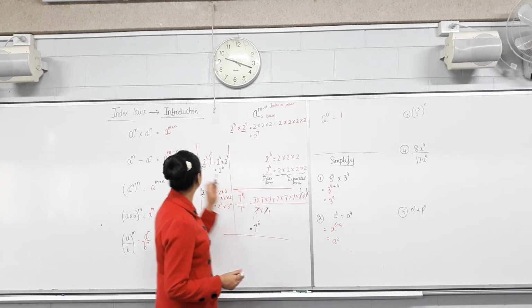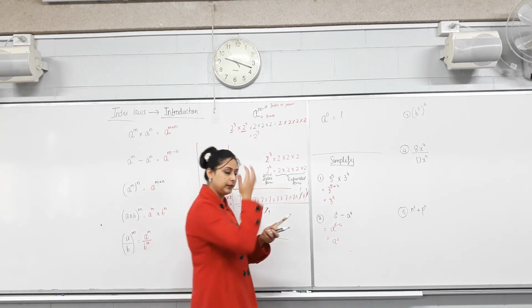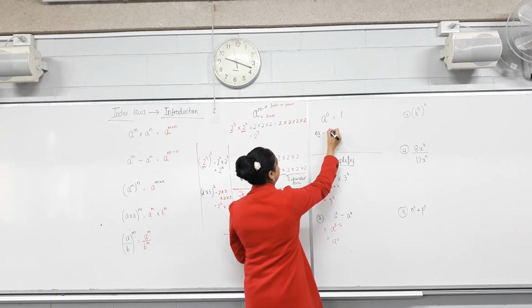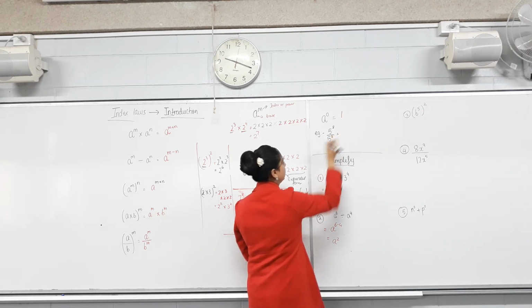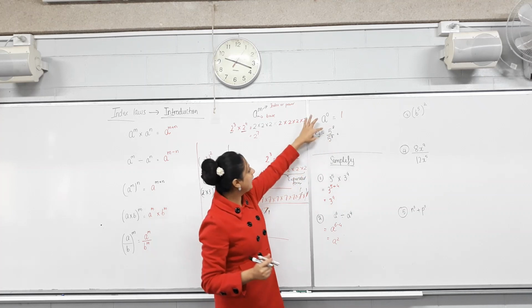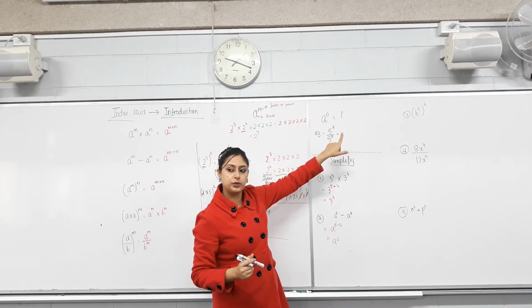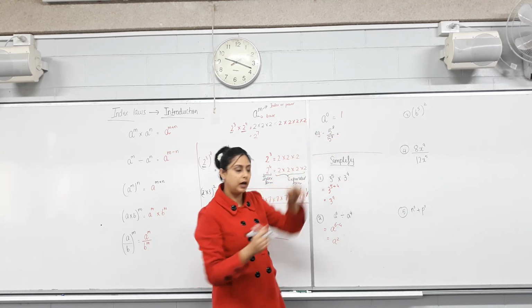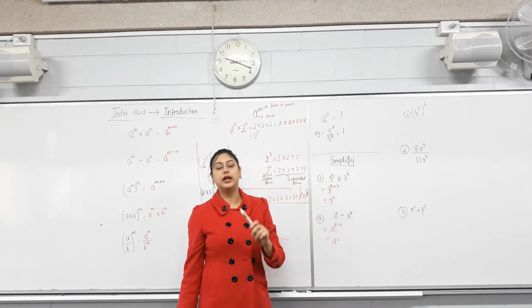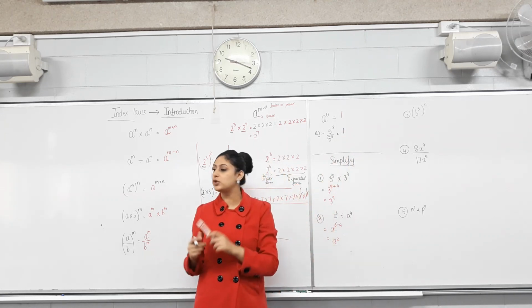Alright, I'm going to use the second law to explain it. Let's say I have 5 to the power of 8 divided by 5 to the power of 8. Now, are these the same things? Anything divided by itself is always equal to 1. Are we happy with this bit?